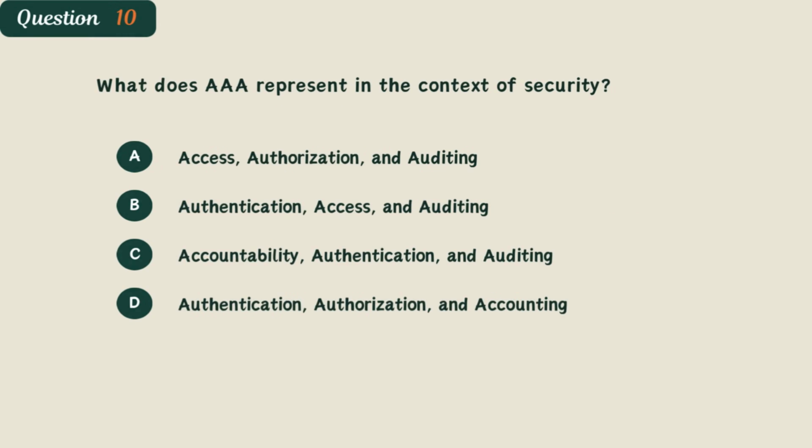Question 10. What does AAA represent in the context of security? A. Access, authorization, and auditing. B. Authentication, access, and auditing. C. Accountability, authentication, and auditing. D. Authentication, authorization, and accounting.